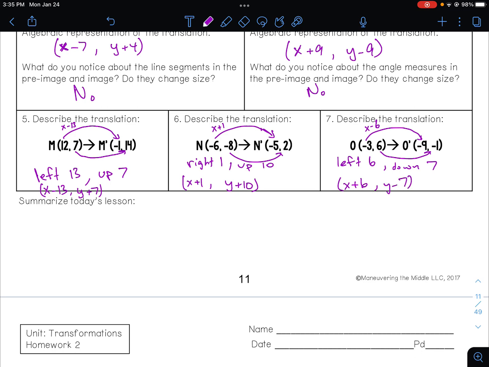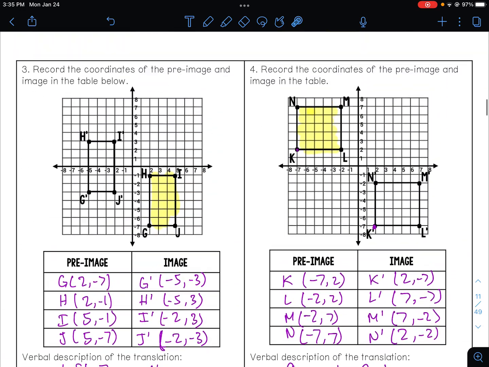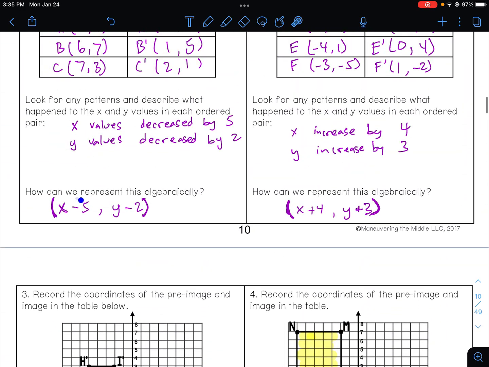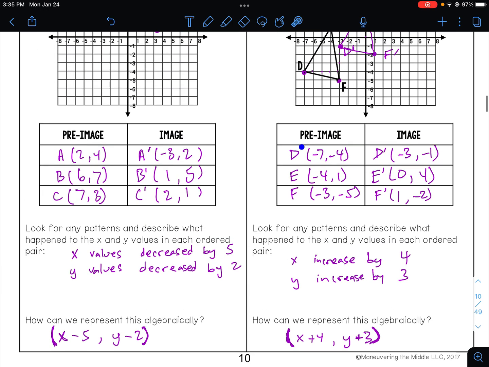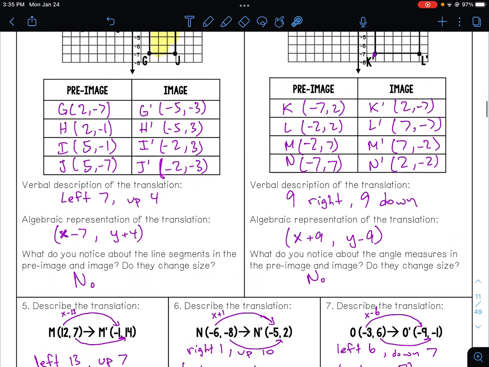And those are our two descriptors, the algebraic and the regular, just English way. So that is how we deal with transformations. We can express them algebraically or just in regular words. Remember, the pre-image doesn't have the prime, the new image, or the image has the prime on it. So go ahead and try some practice problems on your own. Good luck.